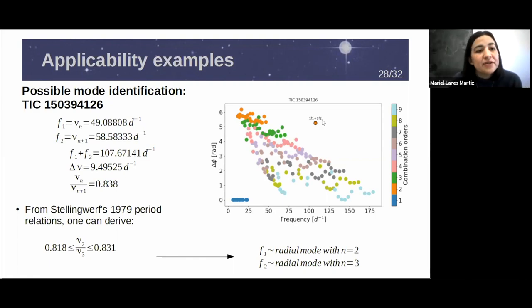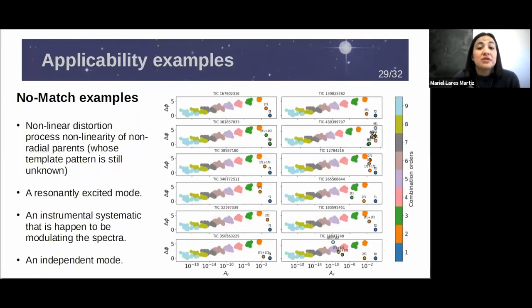Another possible application is when the combination frequencies do not match the pattern. This is also interesting. What this tells us is that it could still be a nonlinear distortion, nonlinearity, but with non-radial parents, where the template for such a situation is still unknown. And obviously, a non-matching pattern could be an instrument systematic modulating the spectra or an independent mode.